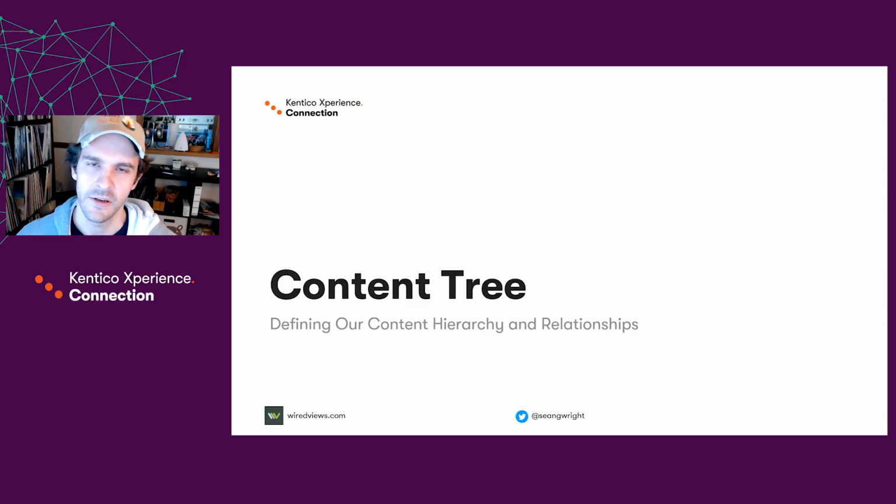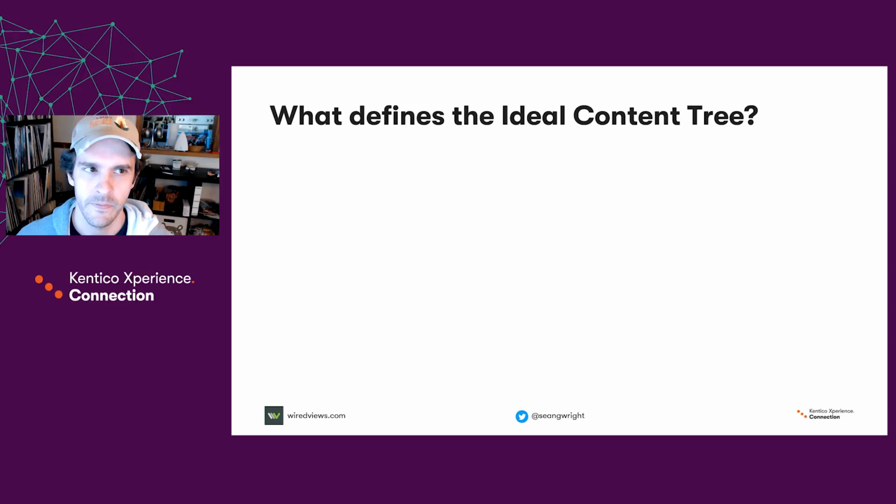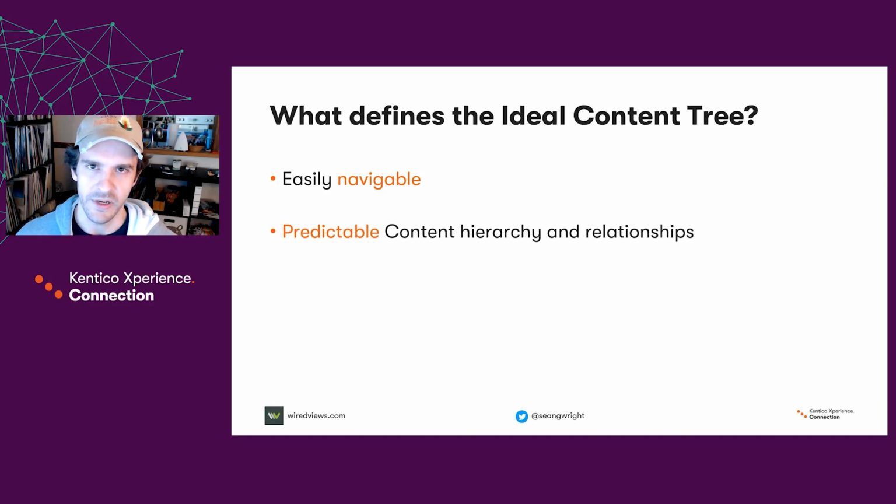So let's talk about the content tree. This is where we define content hierarchy and relationships. What defines the ideal content tree? It should be easily navigable by content editors. It should have a predictable content hierarchy and predictable relationships. And that means that if you know that this content is stored in one part of the tree, then it's likely to be reused in these other parts.